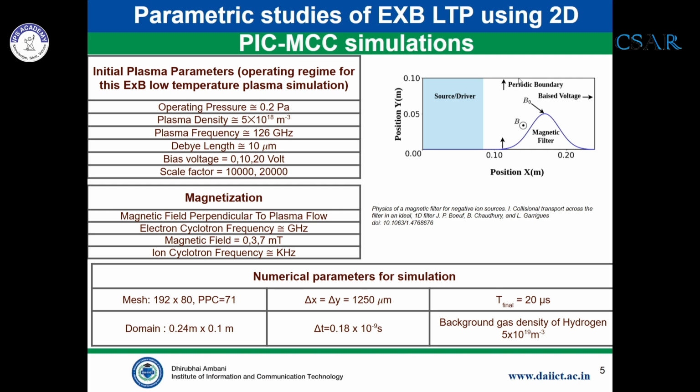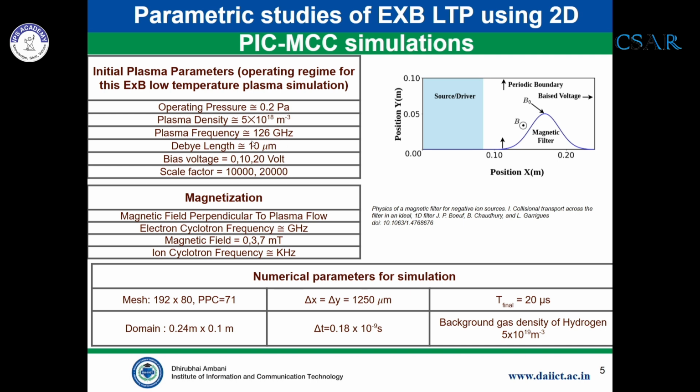Then we have the periodic boundary conditions applied on the y direction. So in essence, the losses will occur from only the x directions. You have 0 volt bias on this side and positive bias on this side, in effect creating a plasma flow.